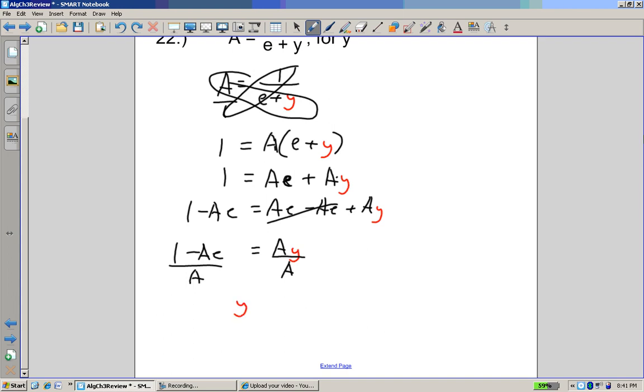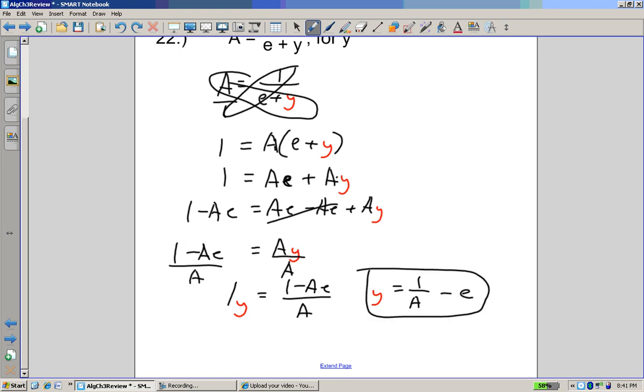And again, that's not the only form. You could also have Y equals, you could distribute this 1 divided by A minus AE over A. The A's would divide and we'd be left with E. So either of these forms would work. All right, almost done.